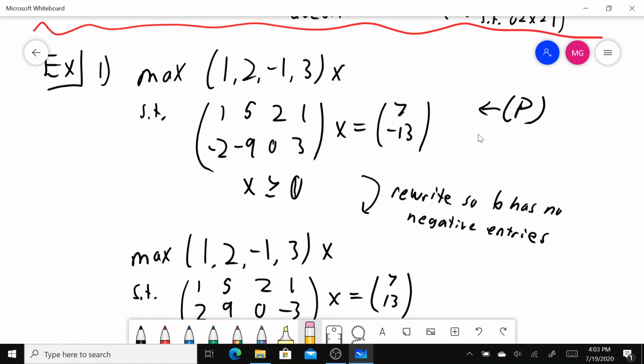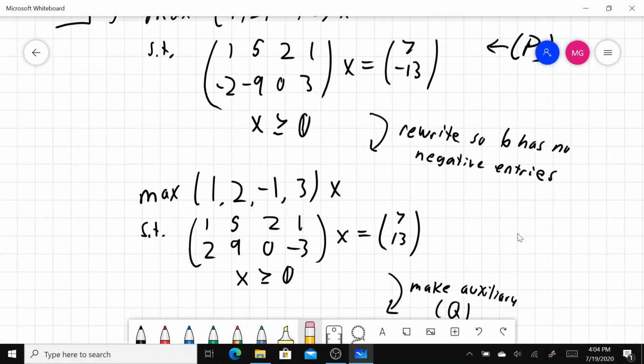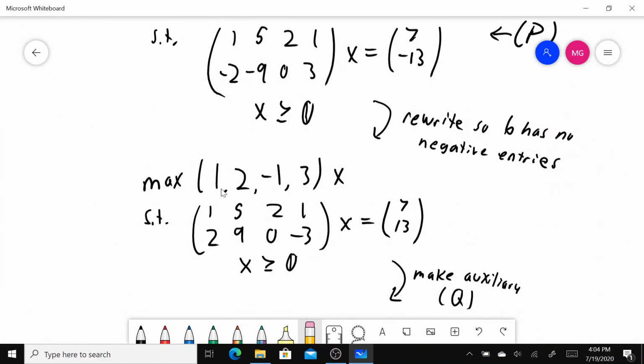So here's an example that'll send us down that first branch. Here's the linear program, and it's just what it is. By the way, take a look here. This component of b is negative, and we said that we could always assume that all the components were non-negative, because if we're ever in the situation where a component is negative, just rewrite it so it has no negative entries. So just multiply by -1 for this bottom row here, and so -2, -9, 0, 3 becomes 2, 9, 0, -3, and then -13 becomes +13. It's the same linear program. So this is the real linear program P here, where the b components are non-negative.